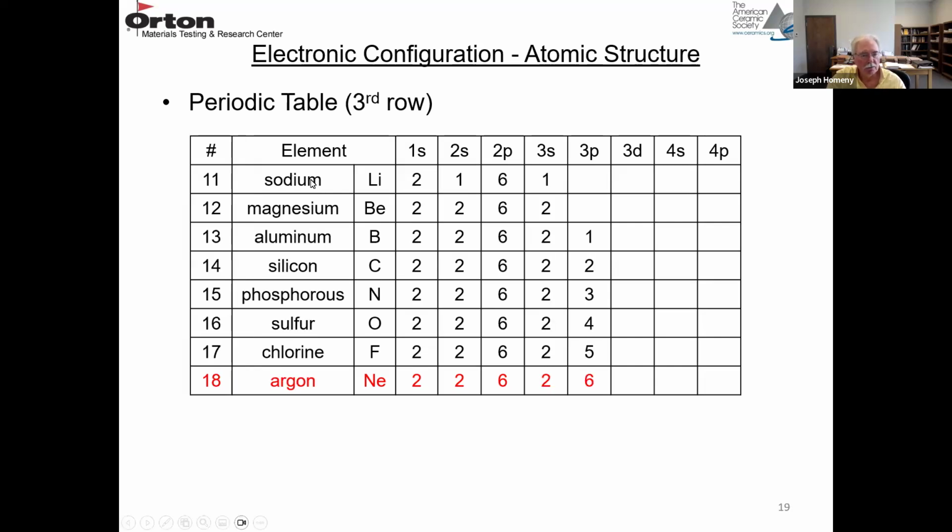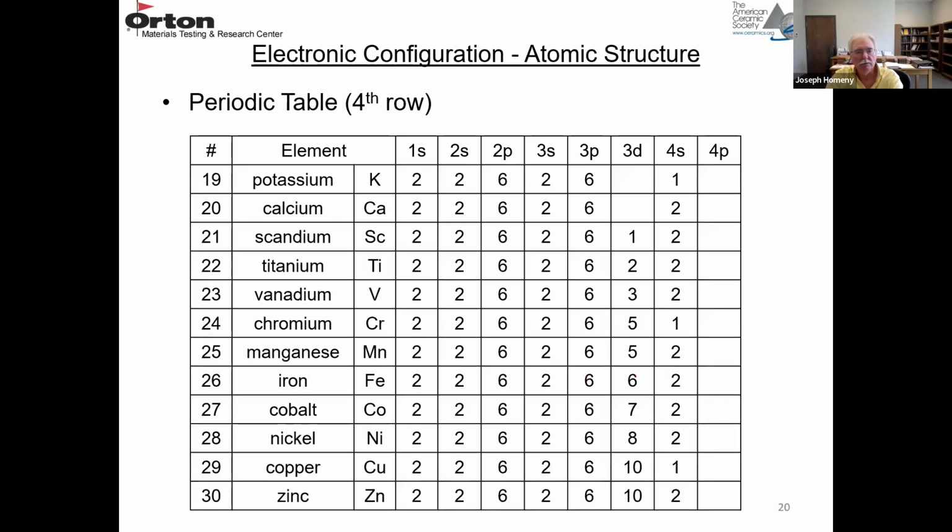And the third row starts with sodium, then magnesium, aluminum, silicon, phosphorus, sulfur, chlorine, and argon. So the 1s, 2s, and 2p shells are completely filled, and after magnesium, the 3s is filled, and then from aluminum to argon, we fill the 3p level, and argon, again, is an inert gas. All the shells are filled.